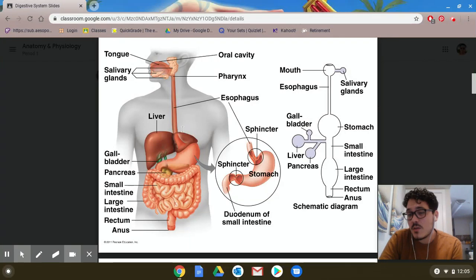It's the pancreas. We learned about that back in the endocrine system. And you might be wondering, wait, I thought we learned this organ already.